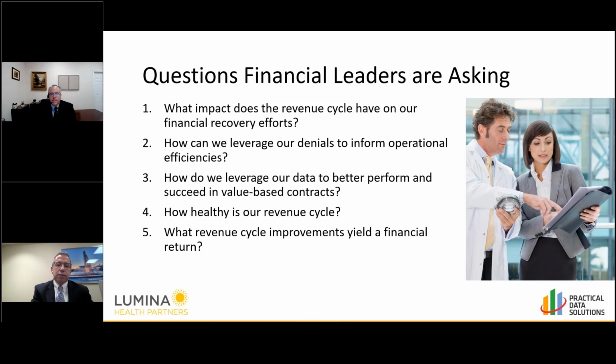The third question, again, is how do we leverage our data to better perform and succeed under value-based contracts? A big area that I think we're going to get into in a little bit is around risk scoring. It's around HCC capture. Is there a way that we can actually help our physicians do a better job in capturing our HCCs, which definitely helps our value-based contracts, but also has a revenue component to it? And then four and five, again, important. How healthy is the revenue cycle? Is there a barometer that we can use to help gauge where we're at, help identify where we need to go? And then what are the revenue cycle improvements that yield the return? If we're going to invest in this, where do we put our dollars? Many finance leaders do not have any problem spending the money as long as it creates an ROI and as long as it is a pragmatic approach that really drives the results that they're looking for.